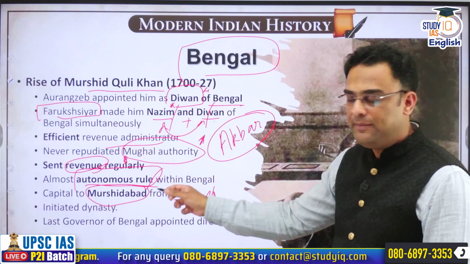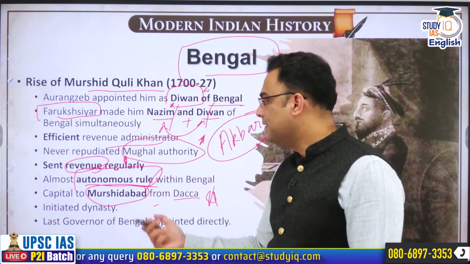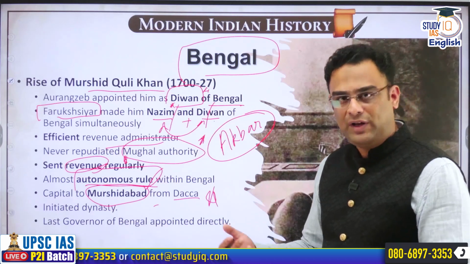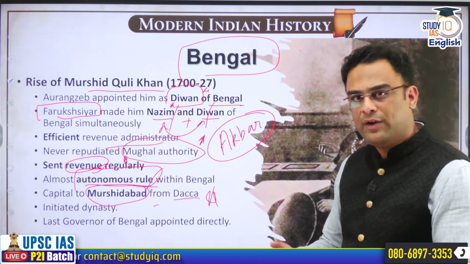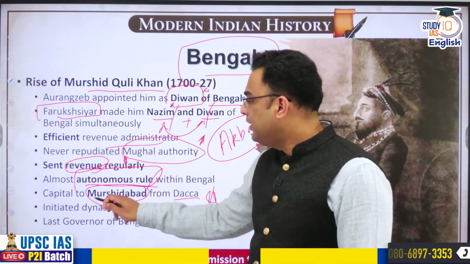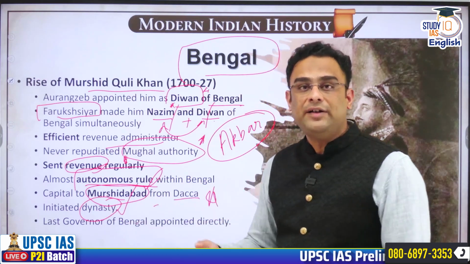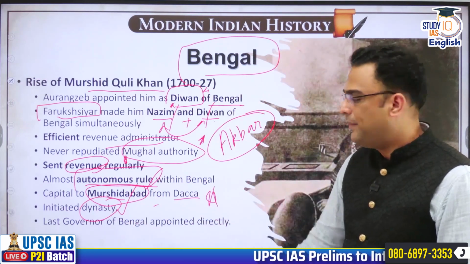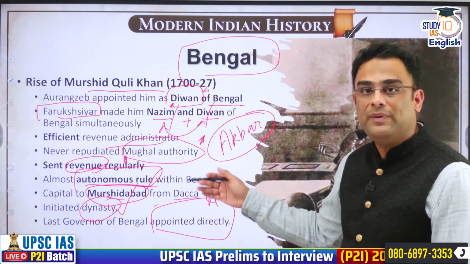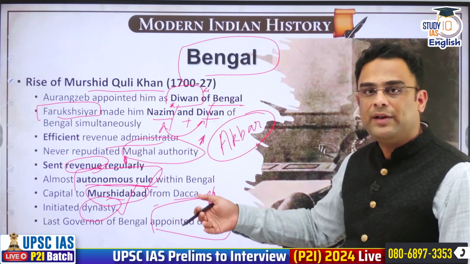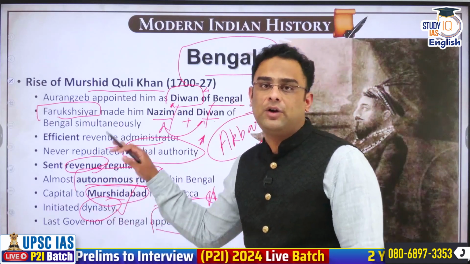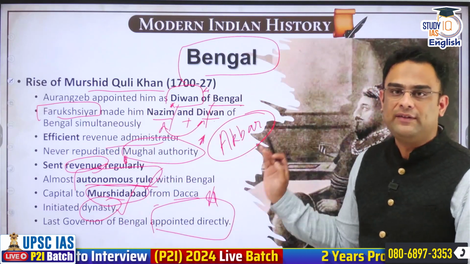Murshid Quli Khan's name is used to derive the name Murshidabad. Murshidabad became a flourishing city, famous for various types of trade and commerce, handicrafts, and different types of industries. Industry is not modern industry, but traditional industry. He initiated his own dynasty by continuing the authority within his family. He was the last governor of Bengal who was appointed from the center. Subsequently, everybody was from Bengal itself, meaning that Delhi had lost control of Bengal from Murshid Quli Khan's times.